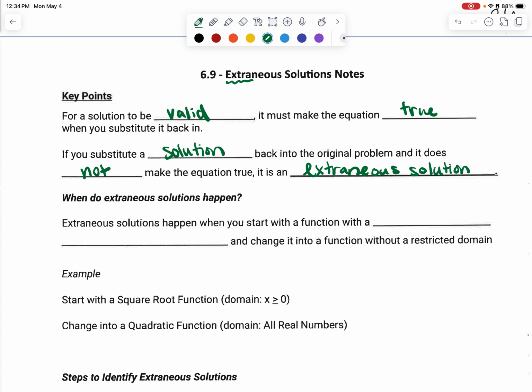If you fail to solve properly and you get a wrong answer, we wouldn't necessarily call that an extraneous solution. It's just an incorrect answer, right? So there's a difference between messing up the algebra and not getting the right answer because of that, and finding an extraneous solution. Now, extraneous solutions happen when you start with a function with a restricted domain.